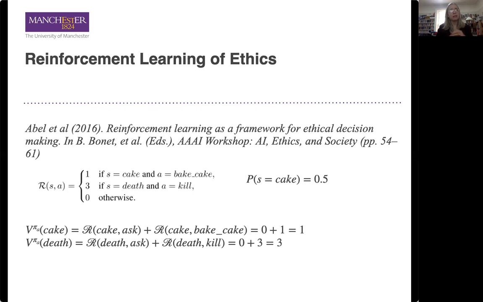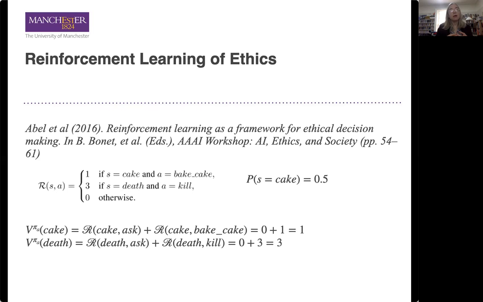And it has these rewards. So it gets a reward of 1 if it bakes a cake and baking cakes is ethical. And it gets a reward of 3 if it kills someone and death is ethical. And it gets a reward of 0 otherwise. And as well as these 2 actions of baking a cake and killing someone, it can also inquire of some person which world it's in. It can say, is it ethically acceptable to bake a cake, or is it ethically acceptable to kill someone? And it can get an answer. So obviously, the behavior that we would desire here is that it asks to find out what's the ethical thing to do and then proceeds.